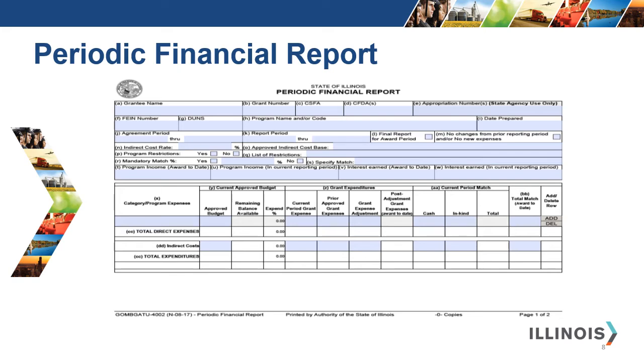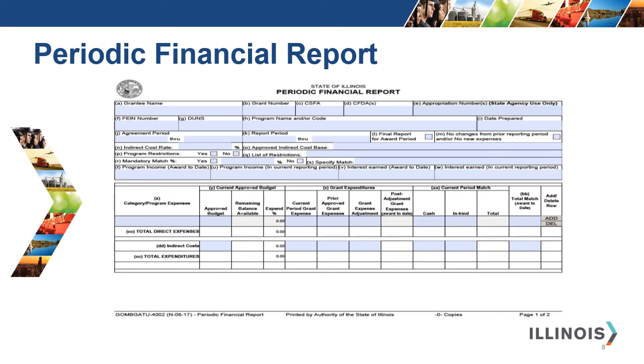Please use the correct program name, for example, Rebuild Illinois Fast Track. The report period is the quarterly time frame you are reporting information on. The CFDA, or Catalog of Federal Domestic Assistance, does not apply to the Rebuild Illinois programs. On the PFR, there should be no indirect cost, there should be no program restriction, there should be no mandatory match. If in Exhibit B of your grant agreement, other funds are listed to complete the project, please list the source of the other funds in cell S, specify match.